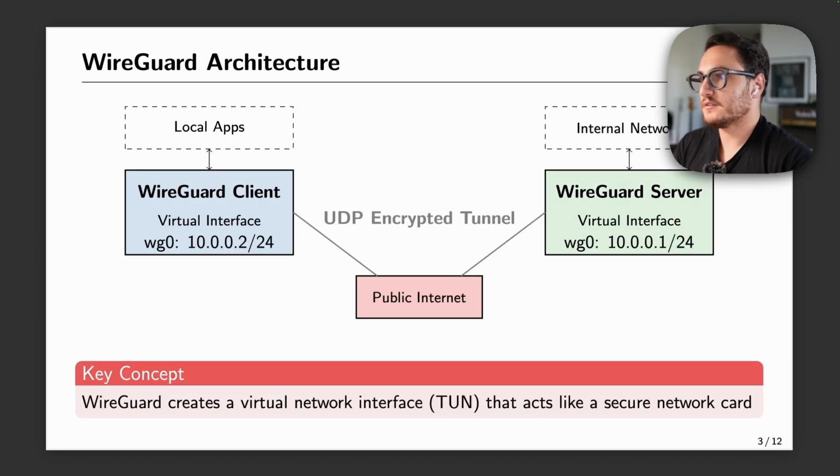The WireGuard architecture is extremely similar to whatever we've seen. The tunnel is always UDP. The local apps talk to the client here. The client has a WireGuard virtual interface that encrypts everything, sends it over the public internet, reaches the WireGuard server, and goes to the internal network.